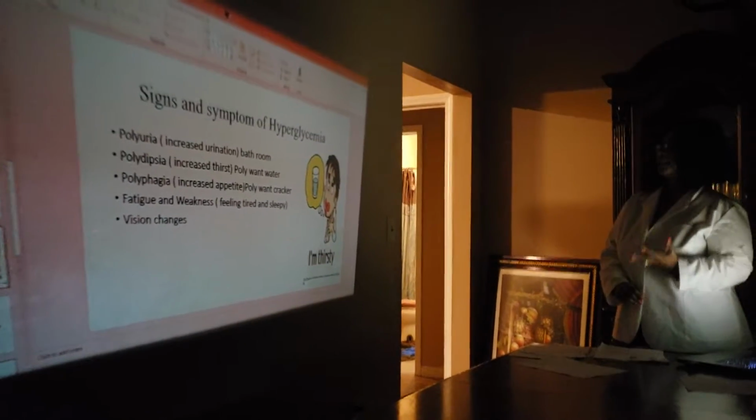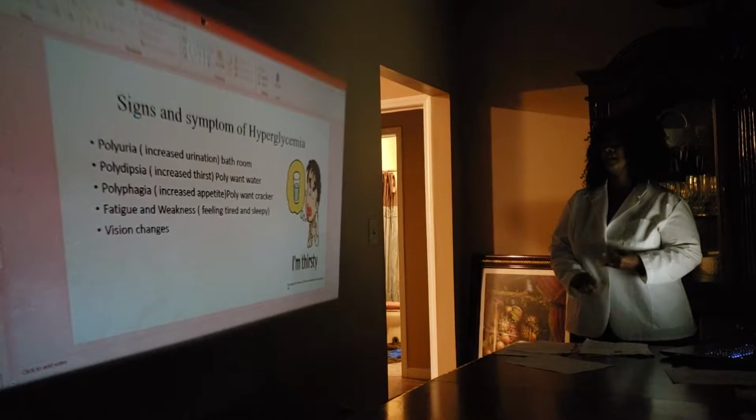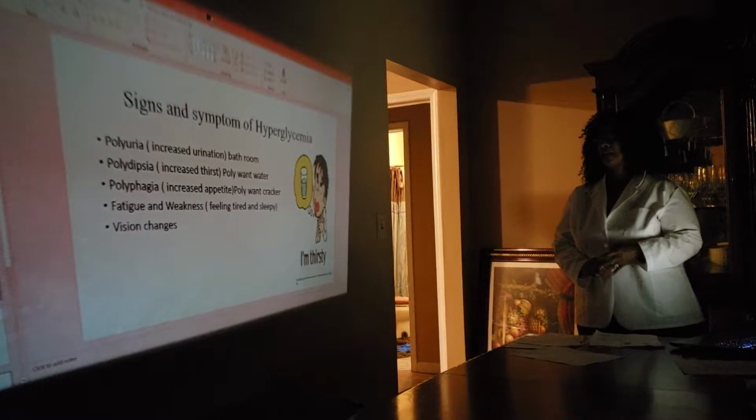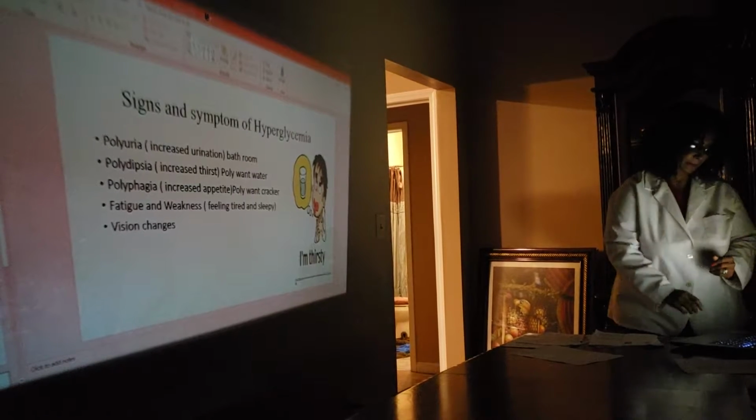Signs and symptoms of hyperglycemia, you'll usually see polyuria, polydipsia, and polyphagia, which is increased urination, increased thirst, and increased appetite. You see fatigue and weakness and vision changes.